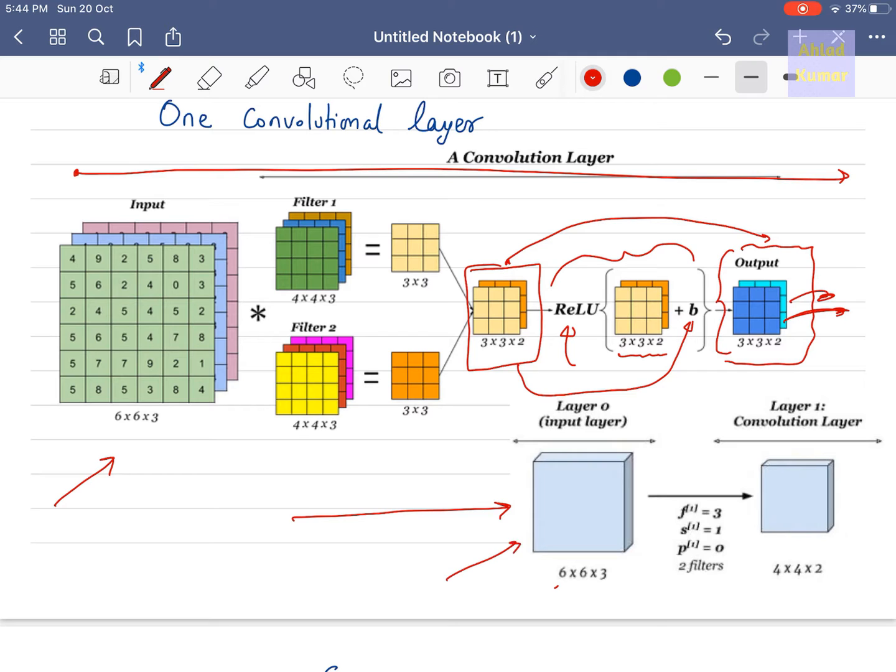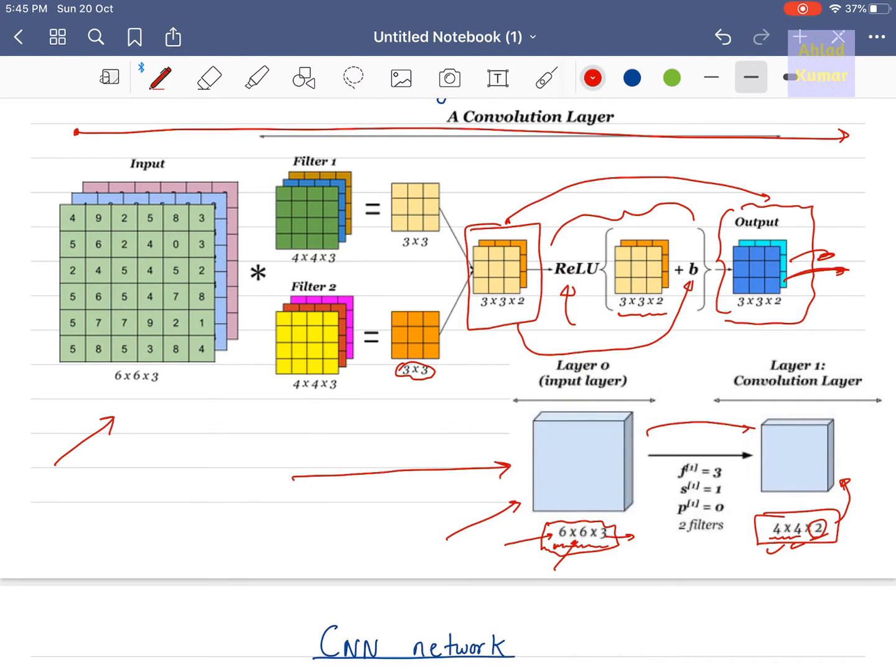As you can see, this is a box which represents 6 cross 6 cross 3, which means it's an RGB image having a dimension of 6 cross 6 and 3 channels, which are RGB, and then it results in an output volume which is 4 cross 4 cross 2, meaning it has 2 channels. Ideally, this should not be 3 cross 3, it should be 4 cross 4. This also should be 4 cross 4, and this also should be 4 cross 4 cross 2, and this also has 4 cross 4 cross 2. So this is basically a typo, and I have corrected it.